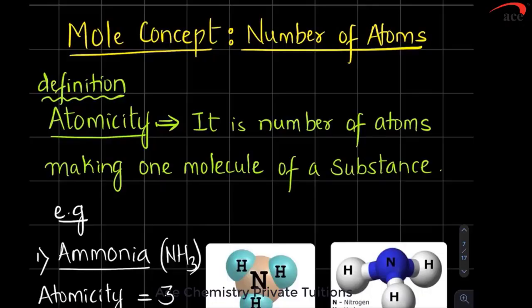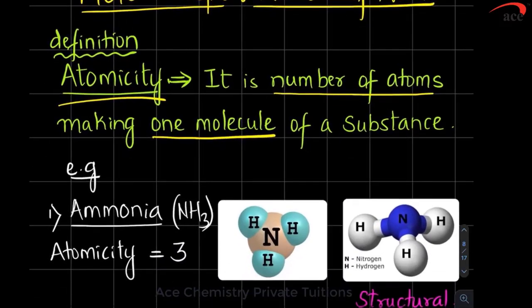We go to the next part. Mole concept, number of atoms concept. Here, the entire concern of mole concept will be applied to number of atoms. For that, first term, what is atomicity? Atomicity is the number of atoms present in one molecule of a substance. If you calculate all the atoms present in one molecule of a substance, it is called atomicity.